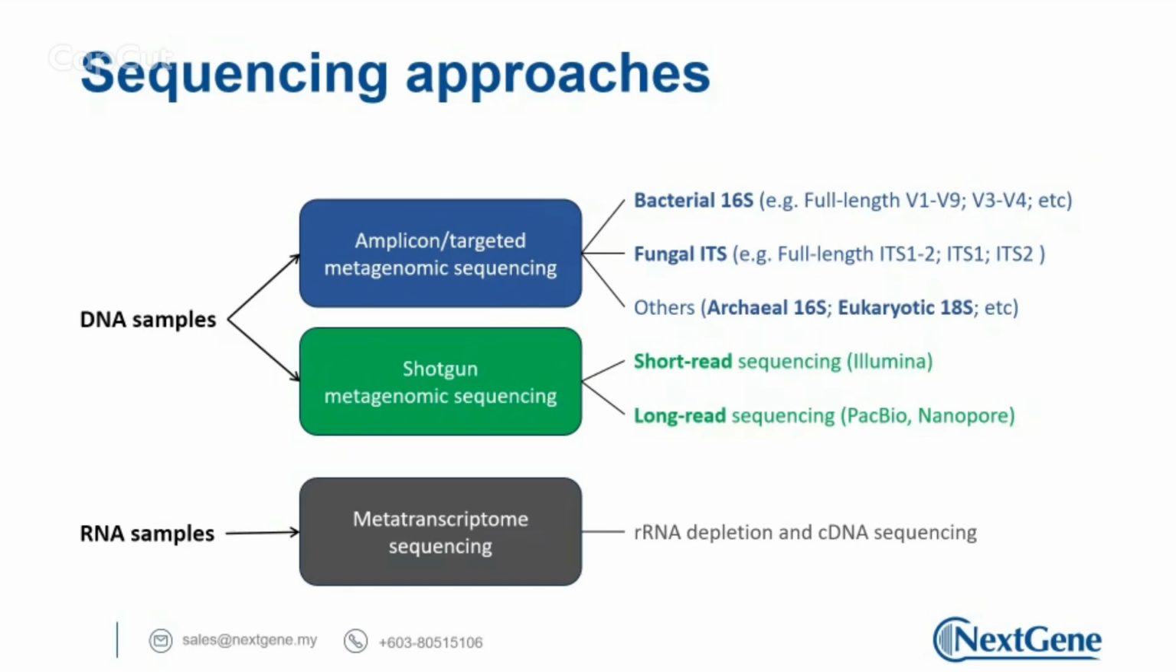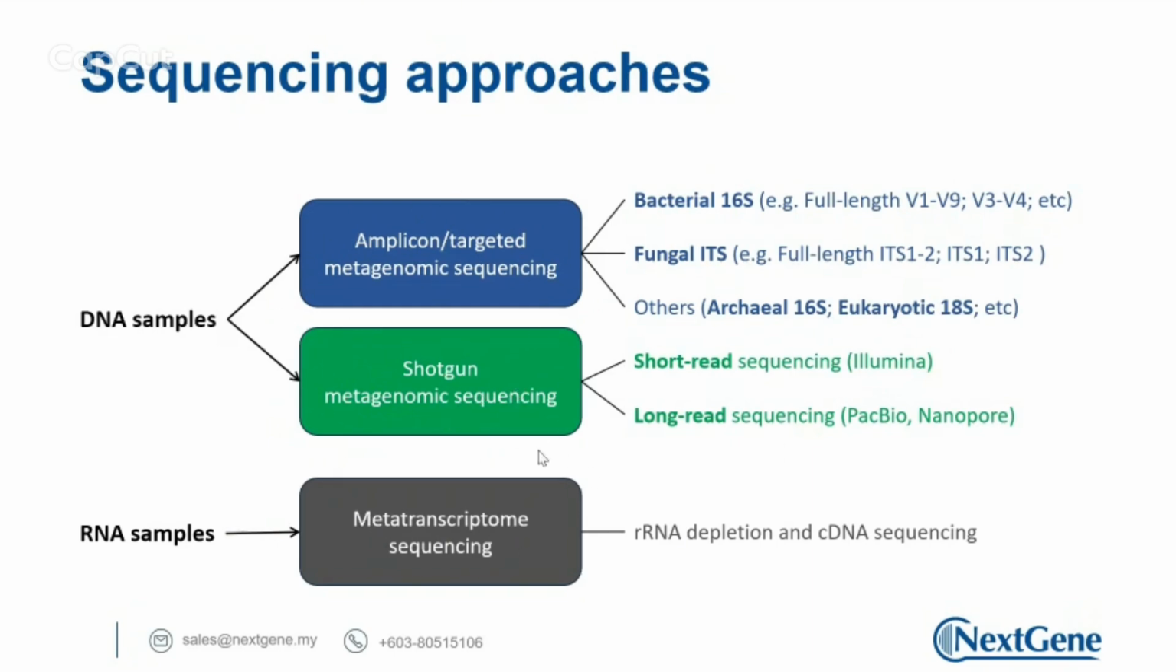So we try to identify who they are based on these particular gene markers. Other than that, some scientists prefer to use the shotgun metagenomic sequencing approach. Whatever we are able to extract from the samples, we try to sequence everything. So this is called shotgun metagenomic sequencing.